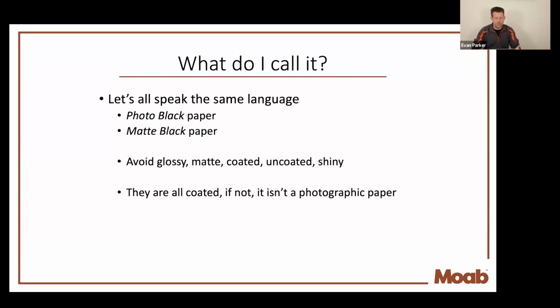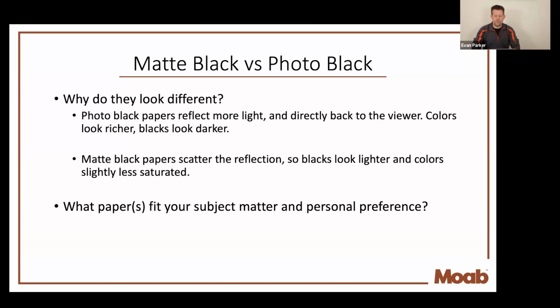And we don't say coated or uncoated or that sort of thing, because they're all coated, as we just discussed, for the ink absorbency. So I'm going to call them matte black for matte papers and photo black for anything that has a shine or a gloss to it. We'll dig a little more into that.